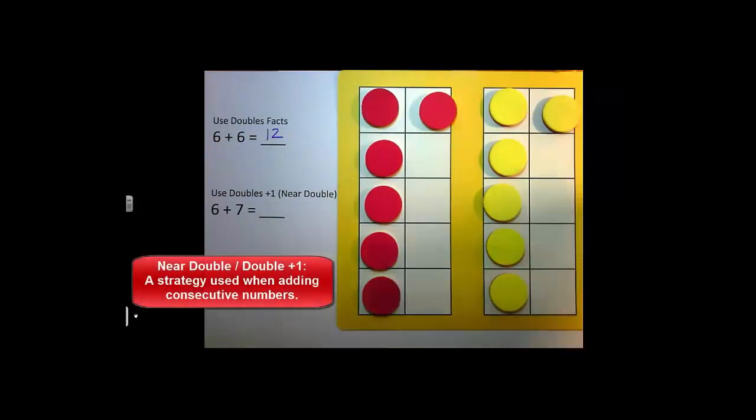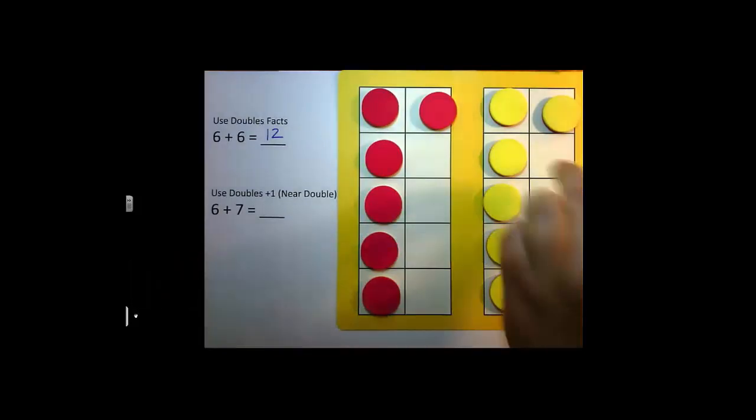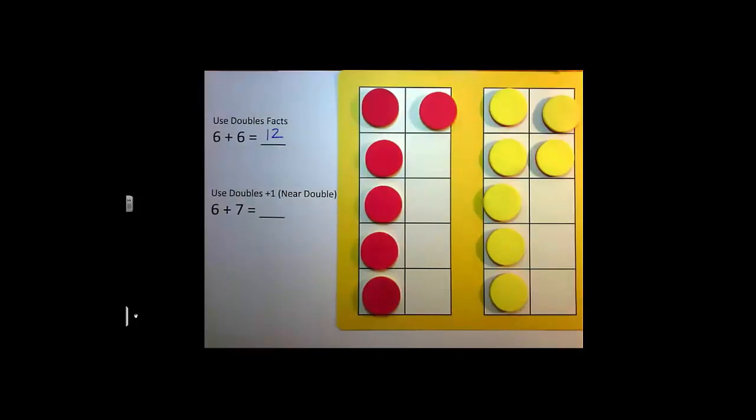A near double, or double plus 1, is when the addends are only 1 away from each other. Knowing that 6 plus 6 is equal to 12, if I add 1 more, or 6 plus 7, the sum, I can reason, is 1 more than 12, or 13.